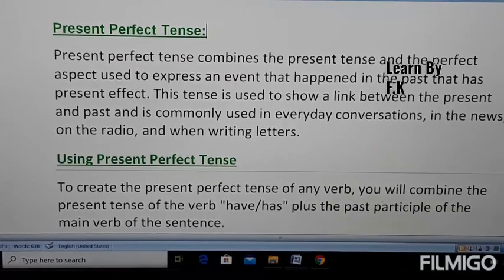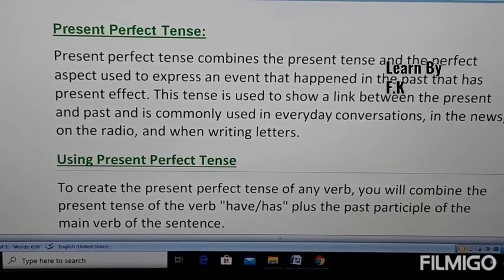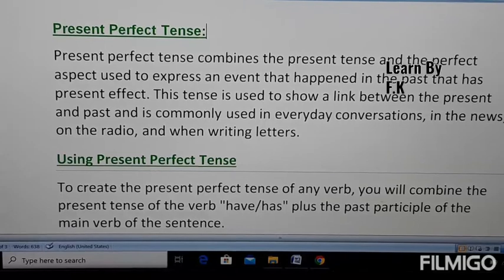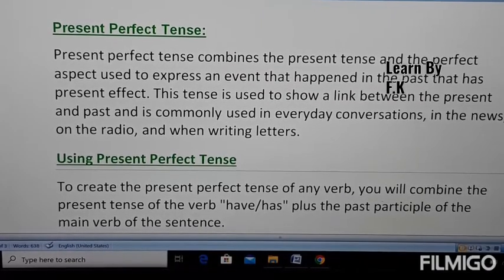This tense is used to show a link, a join between the present and the past, and it is commonly used in everyday conversation, in the news, on the radio, and in writing a letter.